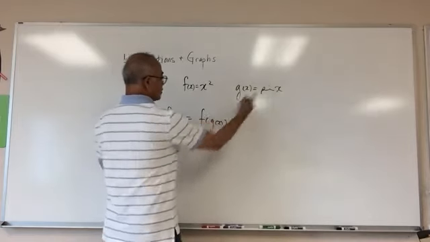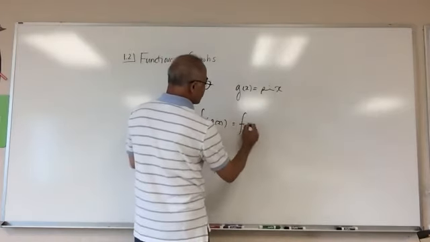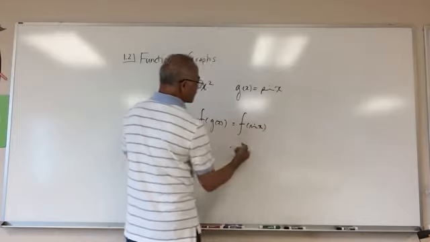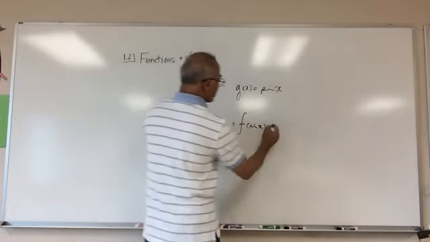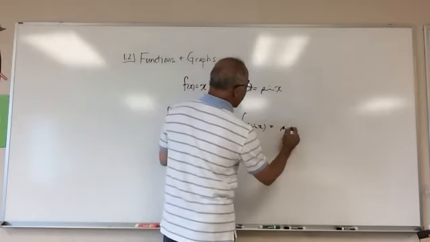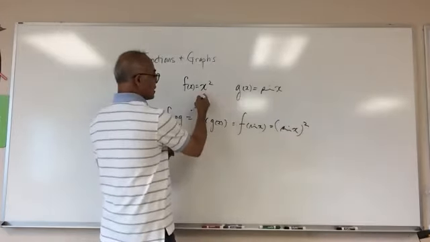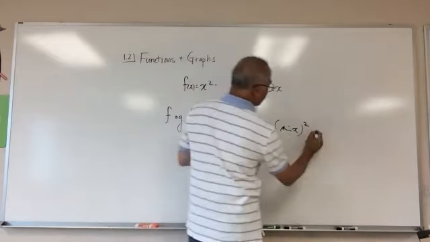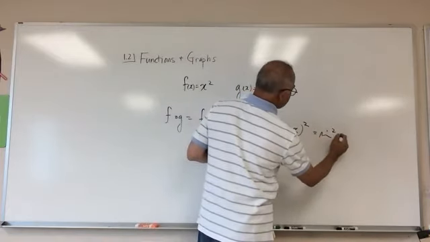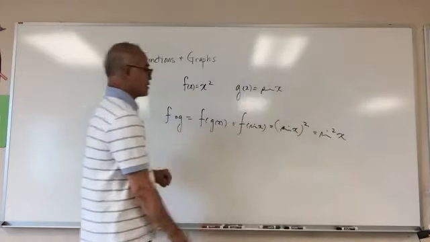So g of x is the sine x. So wherever x is, I'm going to put sine x. So it's going to be sine x squared, right? So where x is here, I'm going to put the sine x in there. So it's the same as sine squared x.